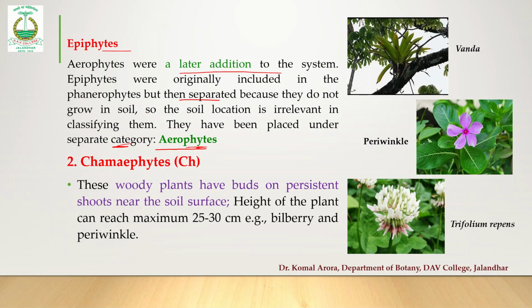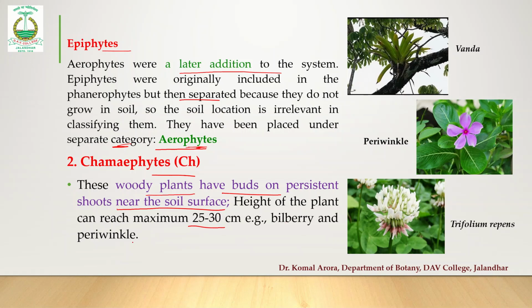Then comes chamephytes. What are chamephytes? These are again the woody plants, but see their buds, they are present near the soil surface. So this is important. Now there is no gap of 10 centimeters or more. The buds are very close to the soil surface and the overall height of the plant, maximum, it can go up to 25 to 30 centimeters. Okay, so these are short, straight woody plants.